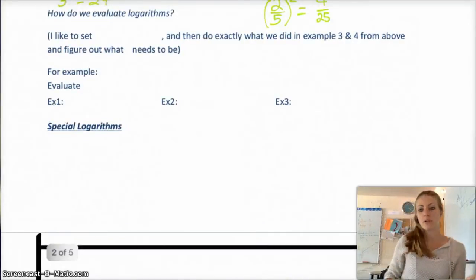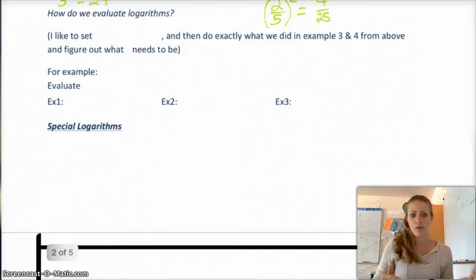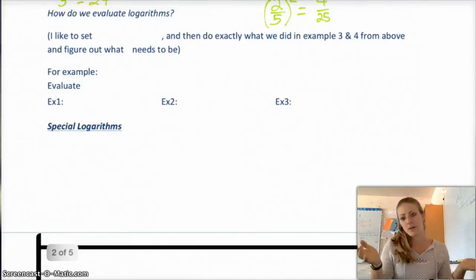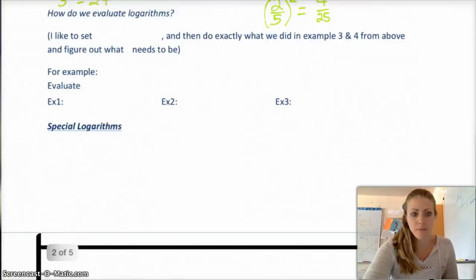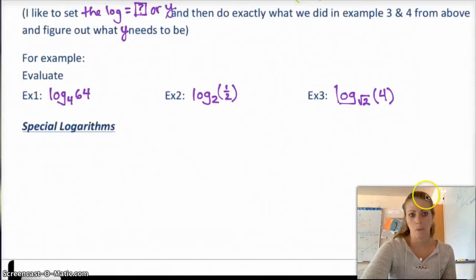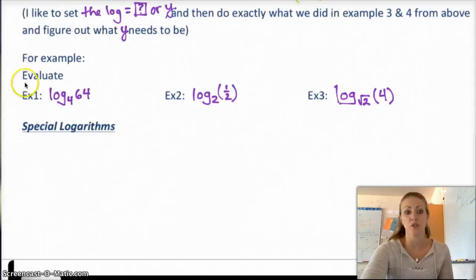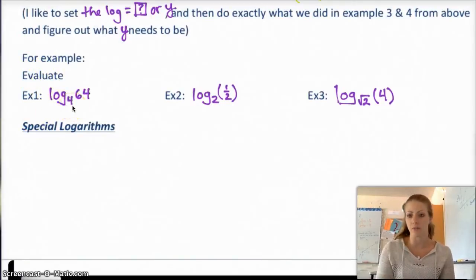So usually what I like to do to solve logs, this is not the only way to do it, is take the log and set it equal to a question mark or y or some unknown variable, and then roll the log and figure out what the exponent needs to be. For example, I might ask you to evaluate a log, and that is really asking what does the log equal?